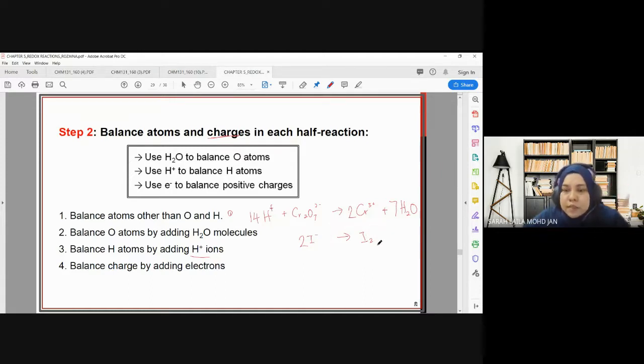Sebab apa? Sebab tak ada dalam this equation. So I have to skip these two. Right. Next is how to balance the charge. Okay, so to balance charges, now you have to calculate the charge of each both side.